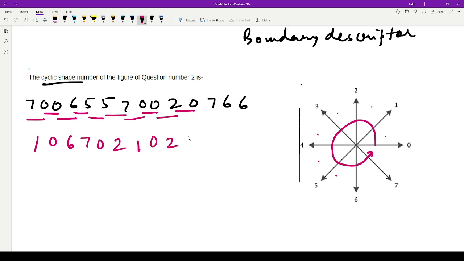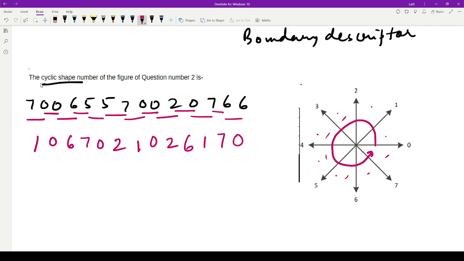2 to 0, 6: 1, 2, 3, 4, 5, 6, right? 0 to 7 is 1. 7 to 6 is 7. 6 to 6 is 0. So this is what we get using the chain code.